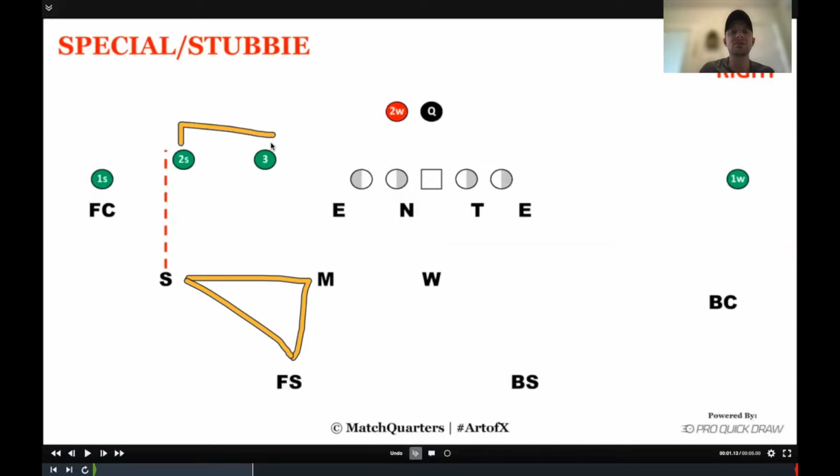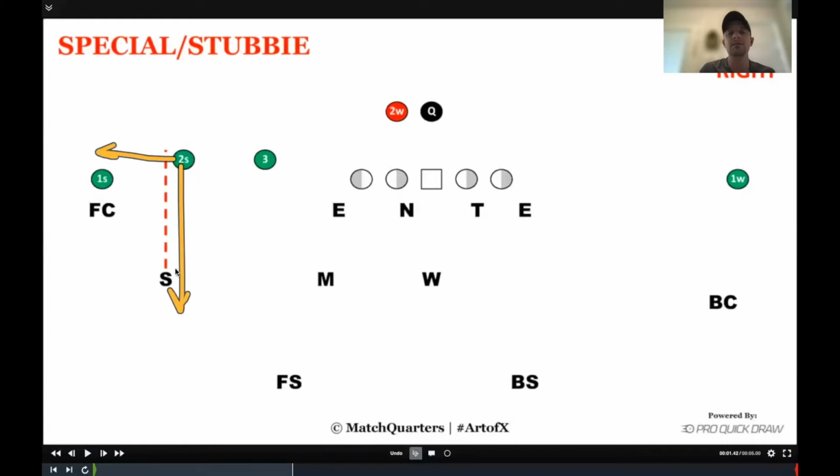So once you teach bracket, going to Stubbie or special is an easy move, especially if your nickel or your Sam understands that 2 read process. Now the alignment stays the same for the Sam. He doesn't have to switch inside. So all we've done is tell the nickel, hey, look, you're not going to be inside leverage on number 2 anymore. You're going to be outside leverage. And if you think about it, his rules are the exact same. If 2 goes vertical, I've got him. If 2 goes out, I've got him. The only difference here is if we do get a push by 3, he can work out.